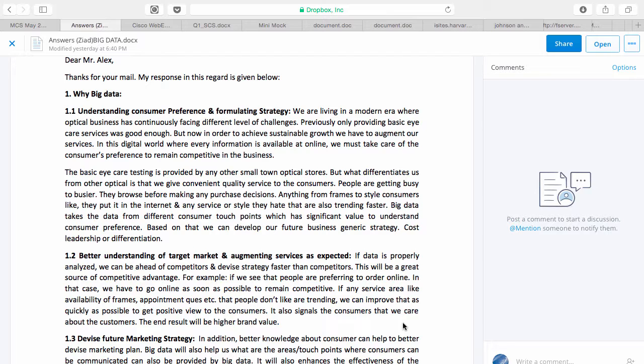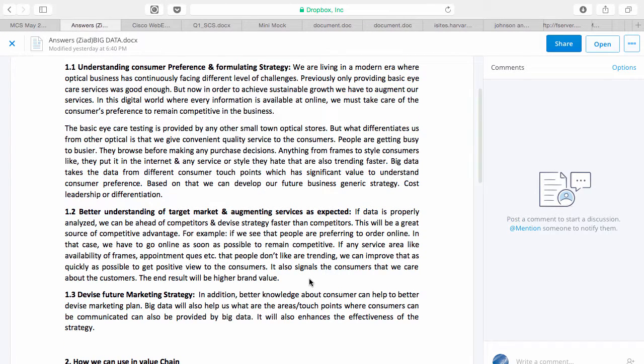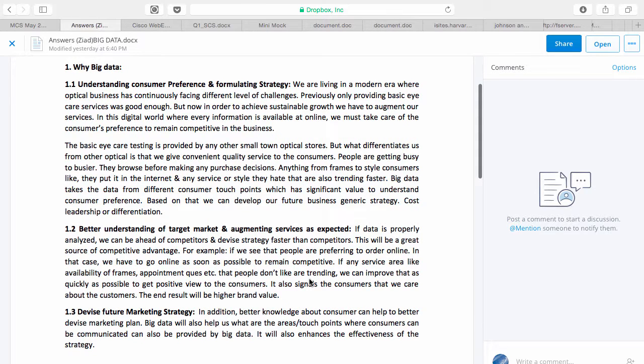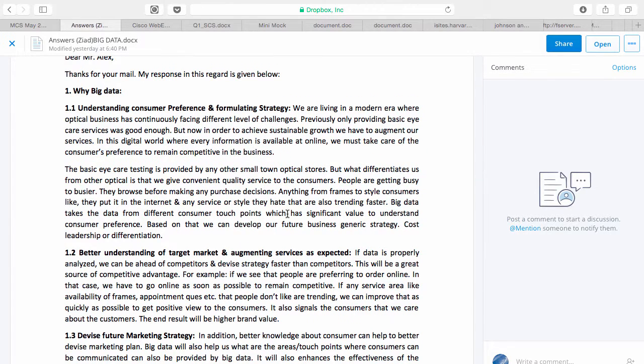Right. Okay. So what you're saying is understanding consumer preference and formulating strategy, better understanding of target market and augmenting services as expected, devise future marketing strategy, right? And anything else others want to add here? How would they critique this one? The first part. Yakub, what do you think?